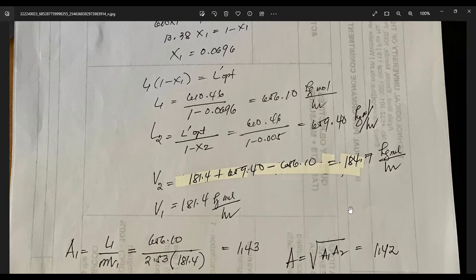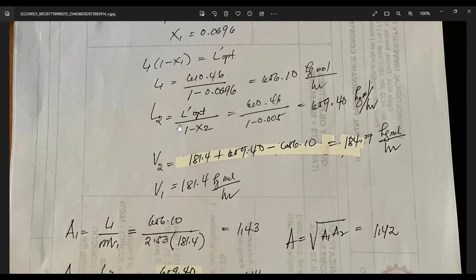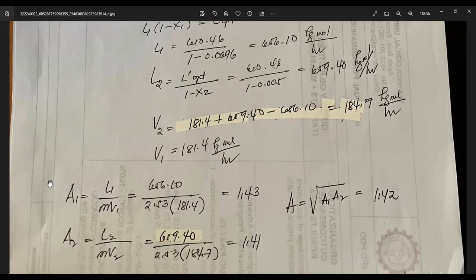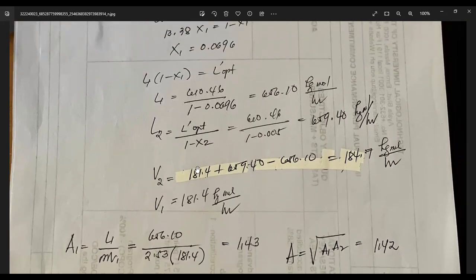So you have this. You need this for complete information, the pair of L and V's at the bottom and at the top of the column, to get the gas absorption factor at the bottom, A1, and at the top of the column. Now, they are not the same. So since they are not the same, you're going to get its geometric mean, which is 1.42. And this is the geometric mean that you're going to use in the Kremser equation. Okay, so you need to have this complete.